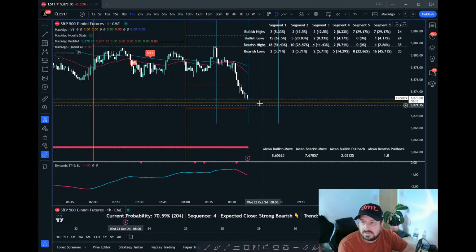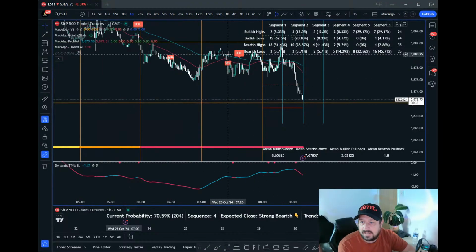Here's my level. This is where I was looking to get us down to when I was in the trade earlier.